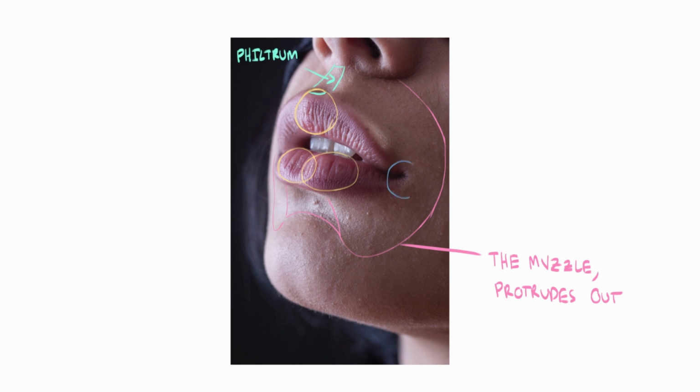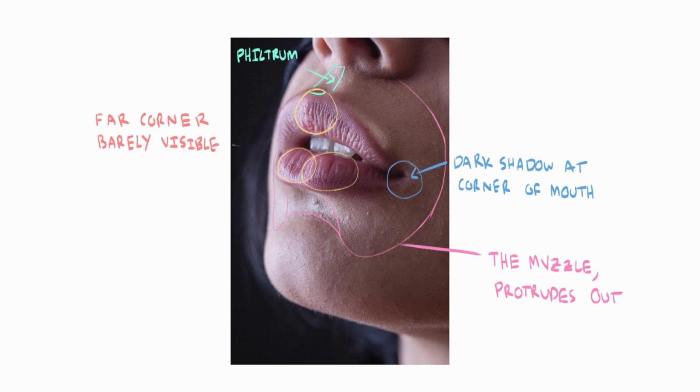Make sure to add this to your drawings by using some darker line weight. And you can see the top lip almost looks like it's tucking into that corner, the way it curves. Because of the curvature of the mouth, the corner on the far side is just barely visible from this angle.